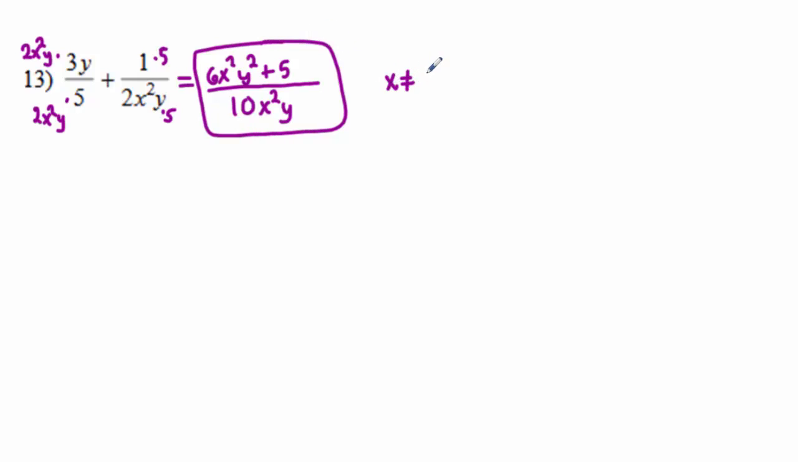X can't be 0 and y can't be 0 because x and y were both on the bottom at the beginning, and it's x squared and y just being multiplied together. They're not being added with anything, so that's why they're both 0.